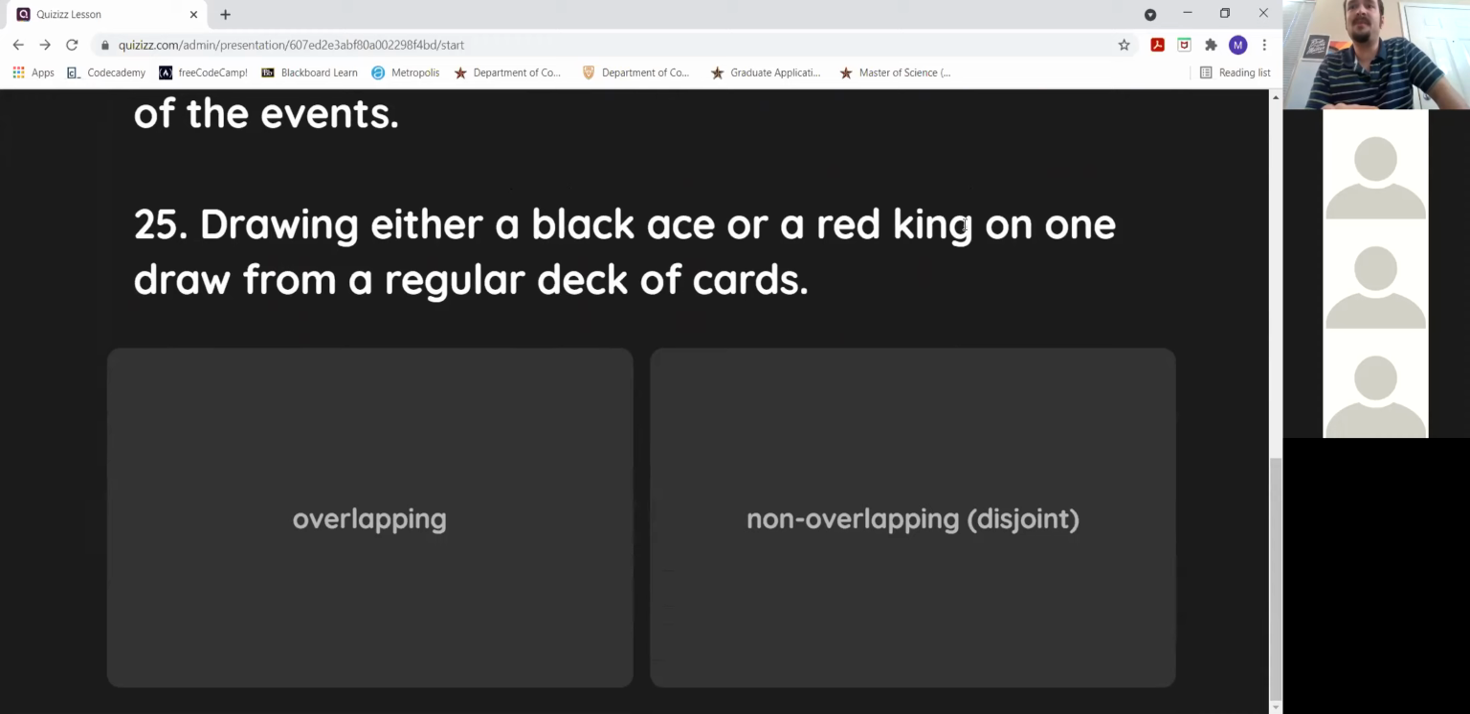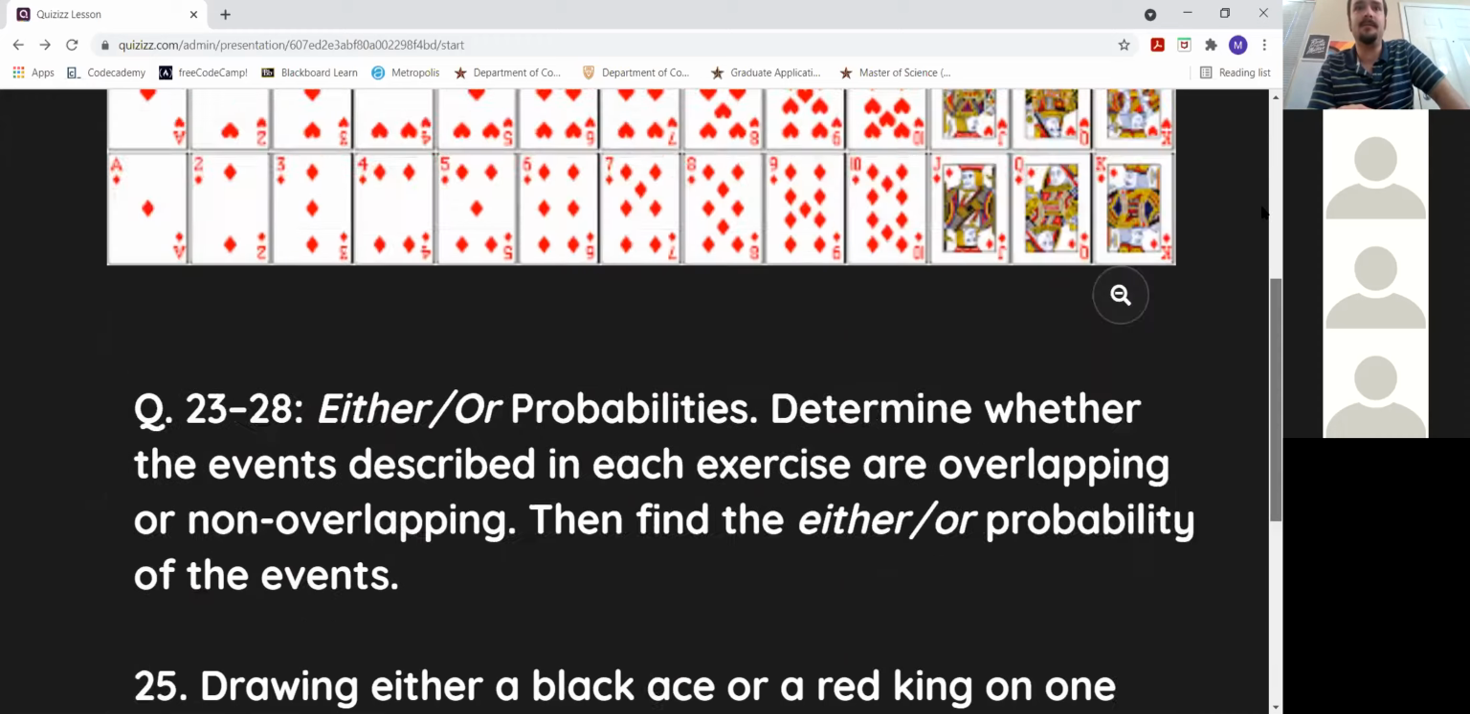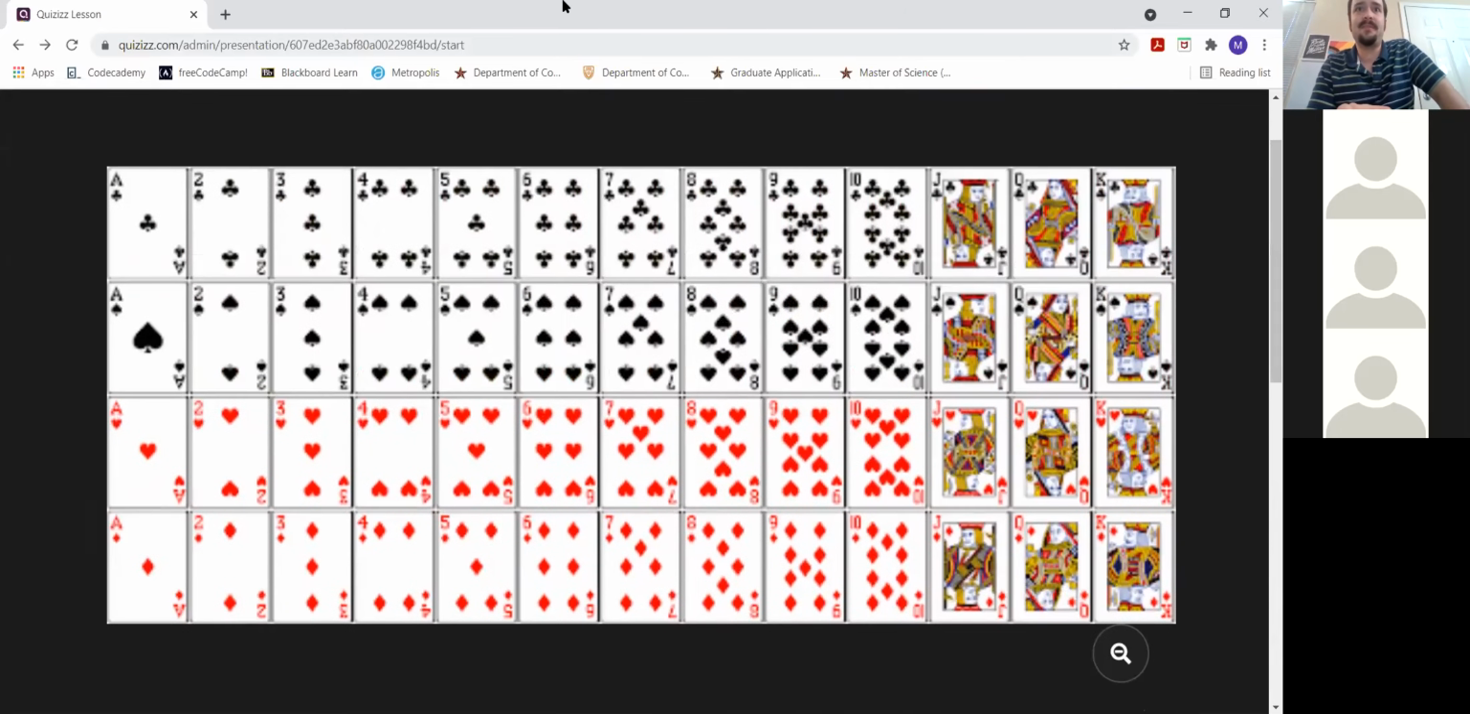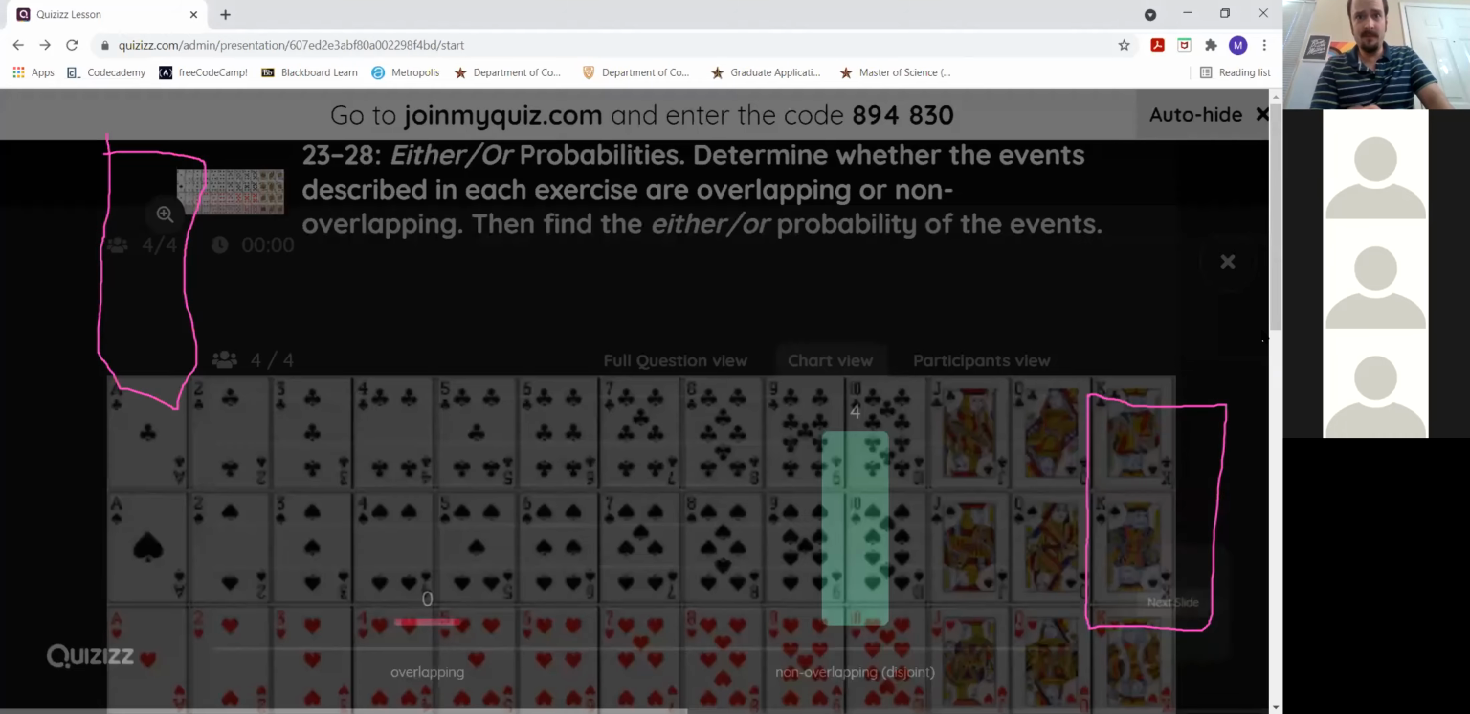Drawing either a black ace or a red king on one draw from a regular deck of cards. So let me maybe highlight that a little bit. We want a black ace or a red king. I believe they're talking about those two or those two. And we want to know, is this an overlapping or disjoint question? Is there going to be anything in common if I talk about black aces and red kings? Okay.